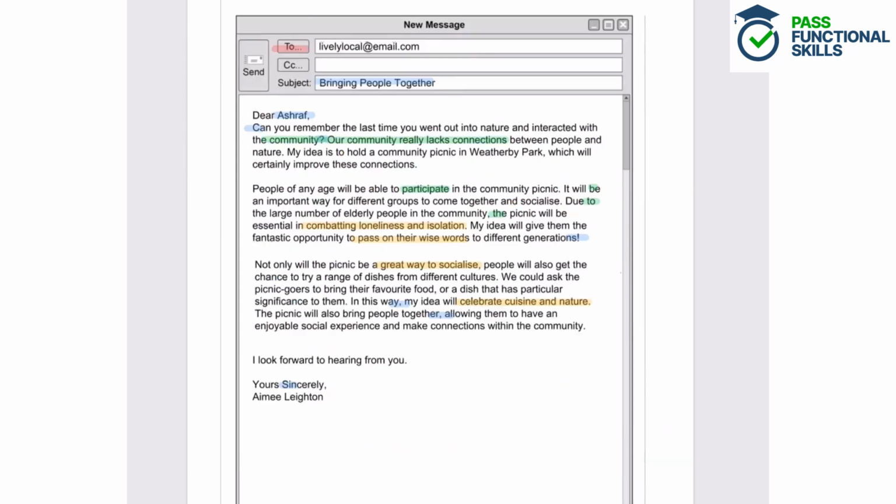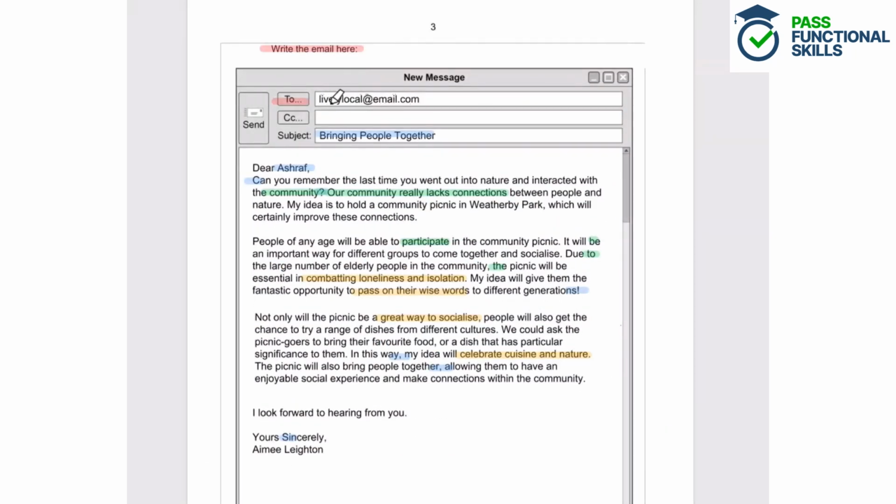livelylocal@email.com. So often you'll be given an email address that you can use, and if not, then you can just make one up and pop it in there. But it's really important that you have a to address so that you are sending the email to the right person. We also need a subject line. Now this is just a brief summary of what the email will be about. So in this case, bringing people together. Or you could come up with another subject line like community picnic.